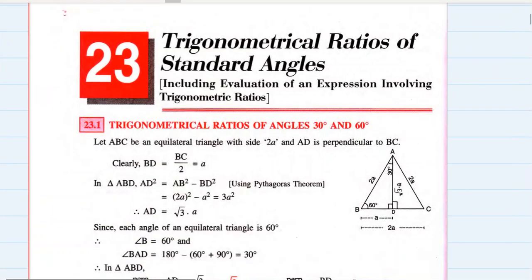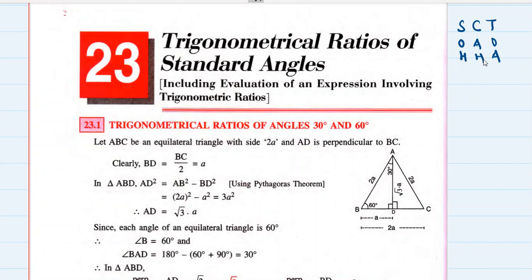In this video, we are going to start with Mathematics Chapter 23, Trigonometrical Ratios of Standard Angles. In the last chapter, we studied the relationships between the sides of a right angle triangle and the 6 different trigonometrical ratios, whose formulae we remembered by the mnemonic SOHCAHTOA. I told you that if you want to use the terminology involving P, B, H, it is your own choice. You can do that.